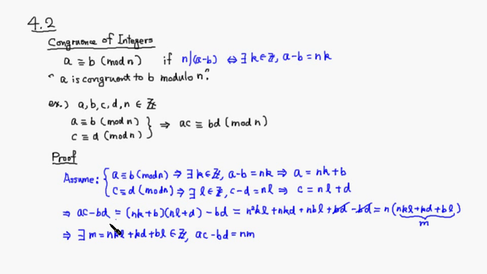Therefore, by the definition of congruence, we know that AC is congruent to BD mod n. And that's the end of the proof. So this is a proof where congruence of integers is involved. All right, that's it. I hope that this was clear.